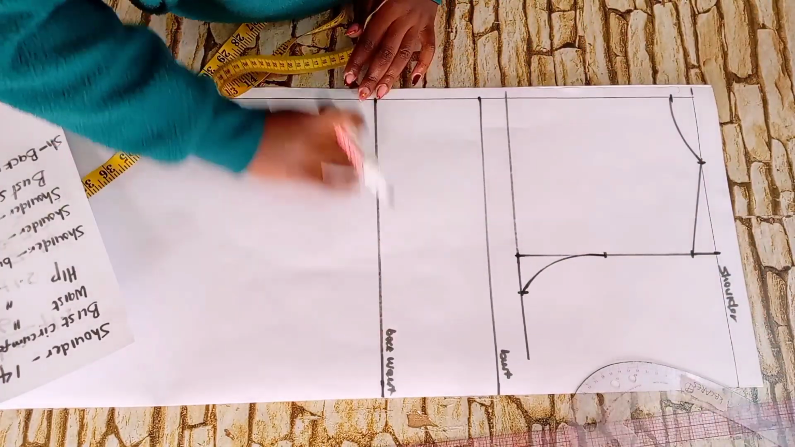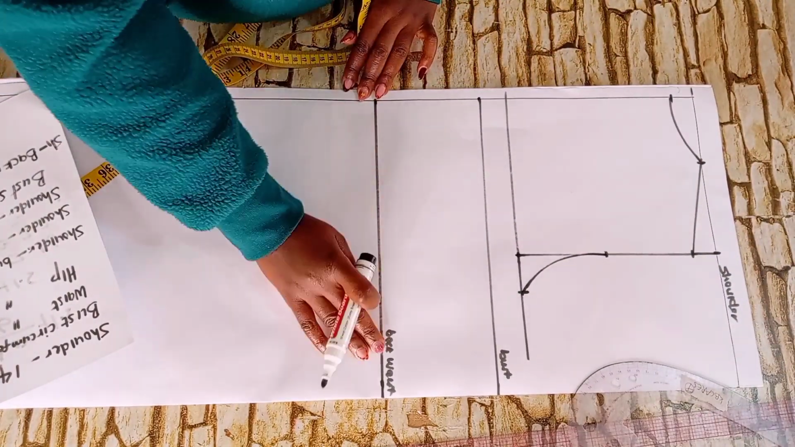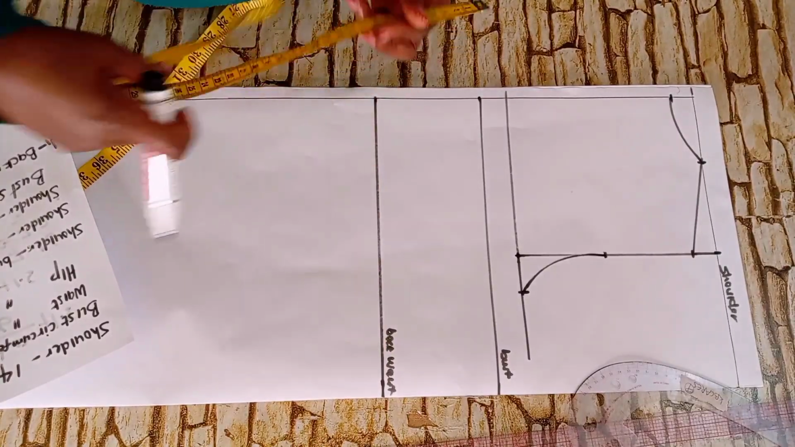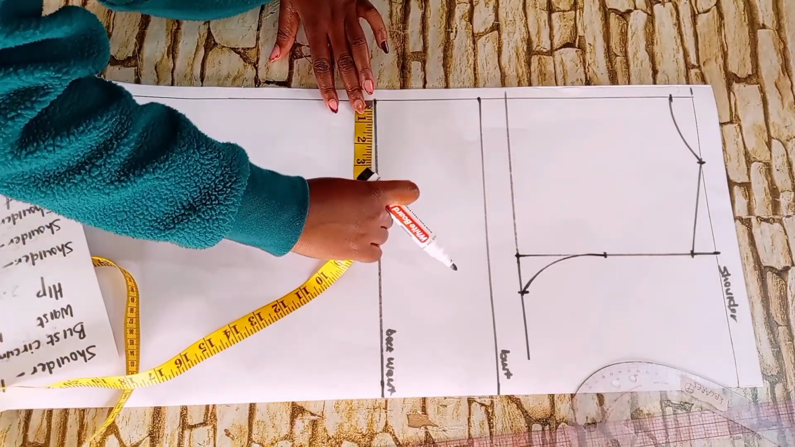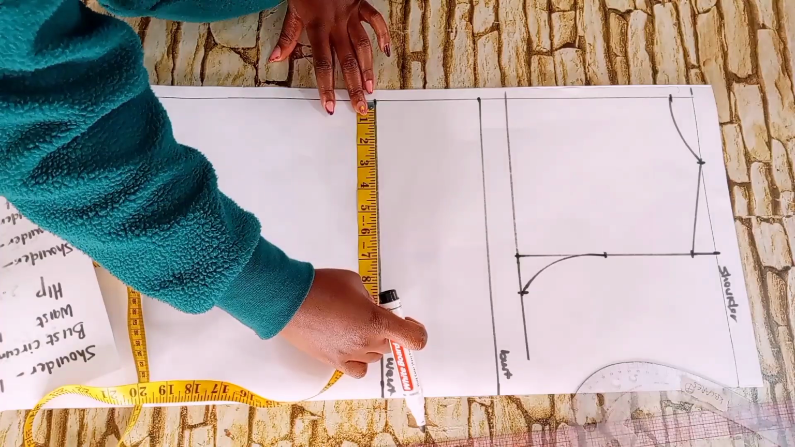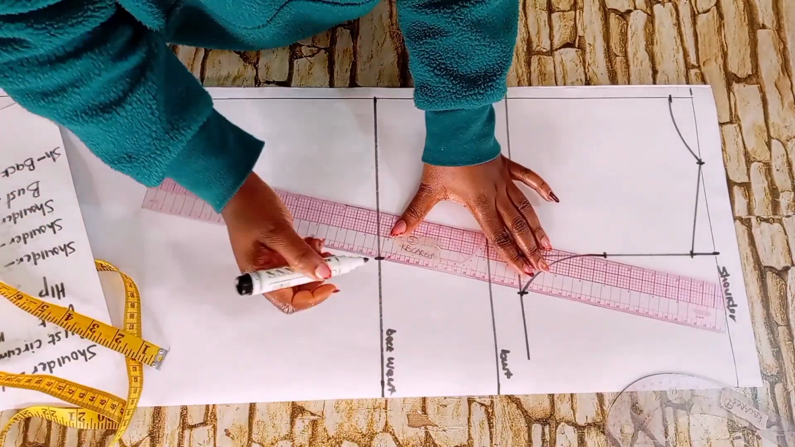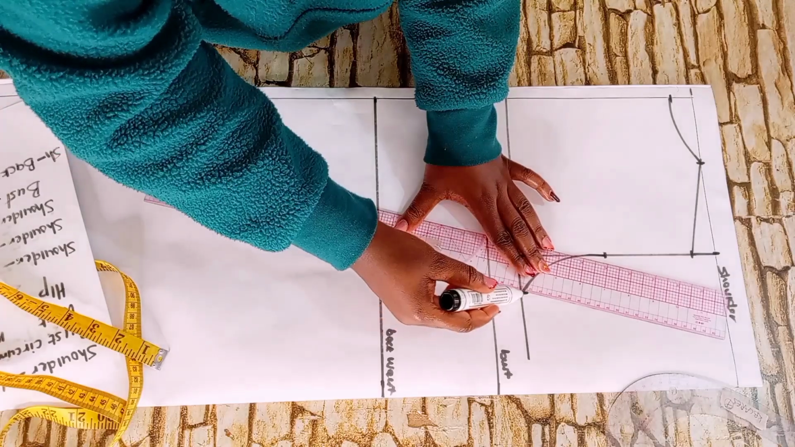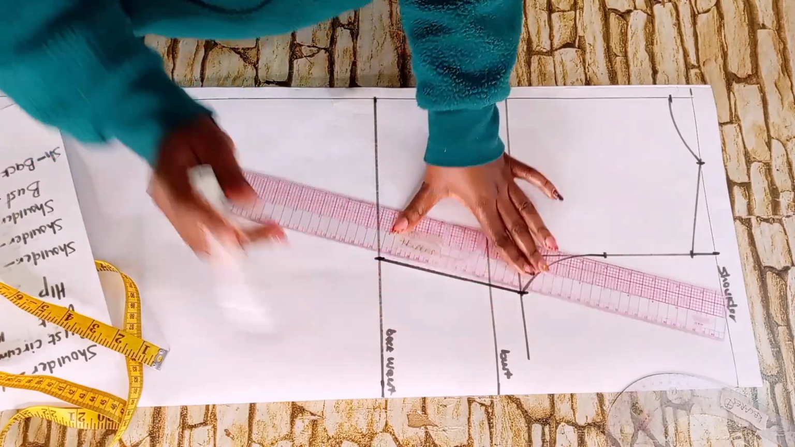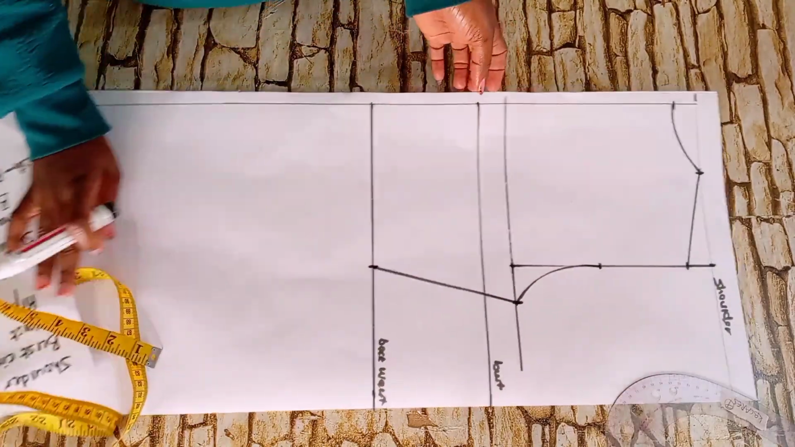Okay. The waist circumference also divided by 4. That's what you will put in here. So the waist circumference is 28. 28 divided by 4, you will have 7 inches. This is how it's going to be. Just connect it together like this. That is all from the shoulder to the waist.